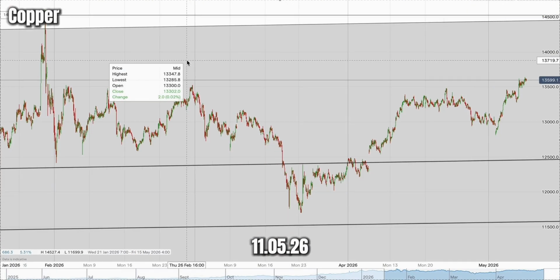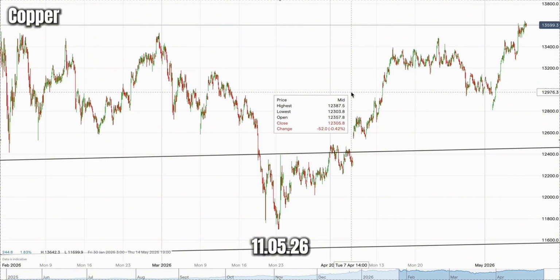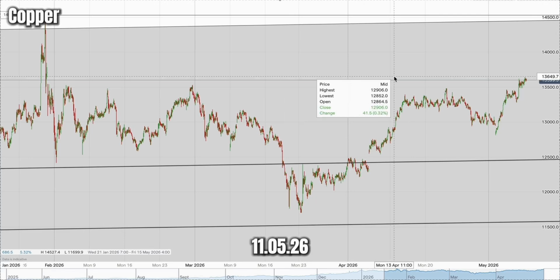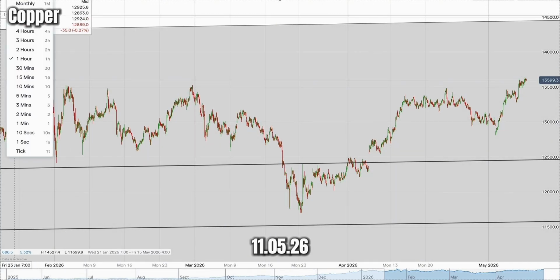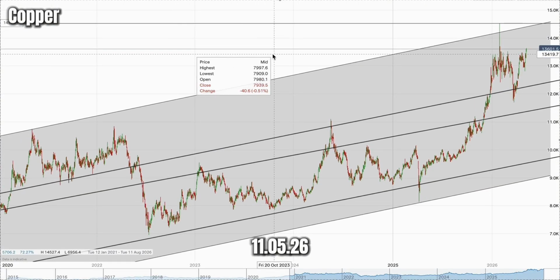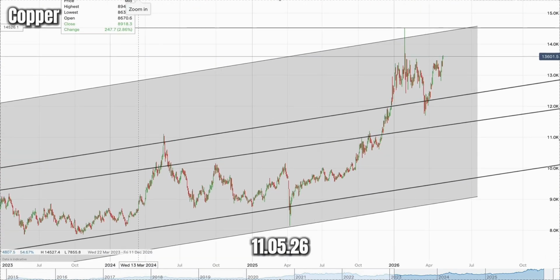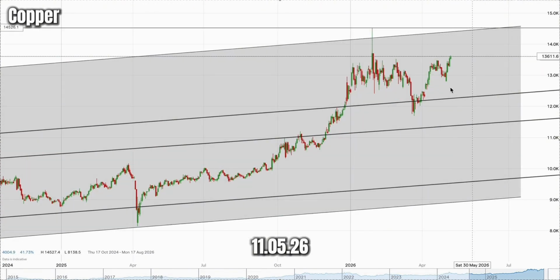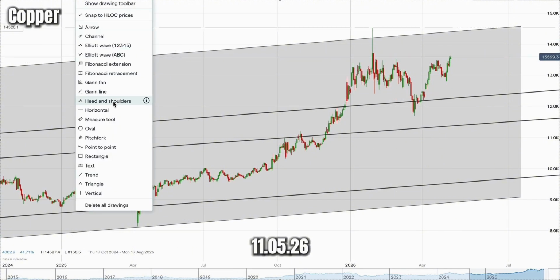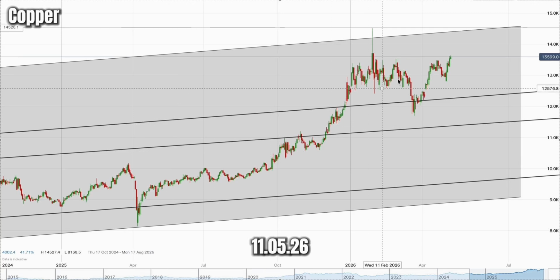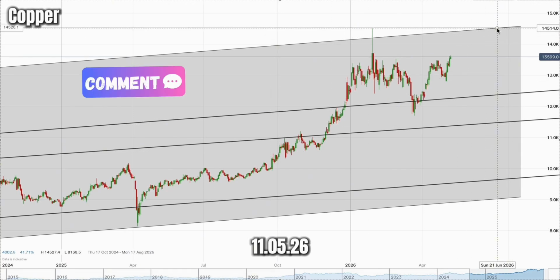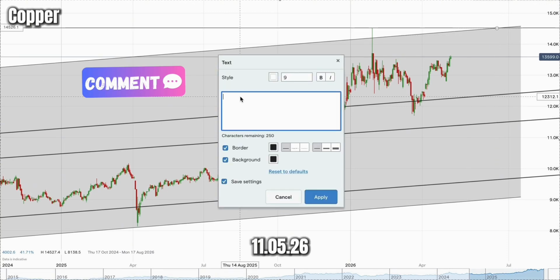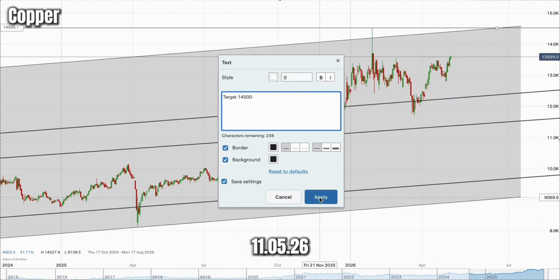Let's have a quick look at the 1 hour. Again, nothing's changed, exactly the same, just consolidating. And let's just go back to daily. Okay, so let's put a note in here. Note. So our target is around the 14, let's call it 14,500. Let's target 14,500. Okay, yep.